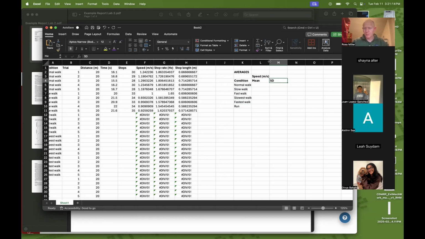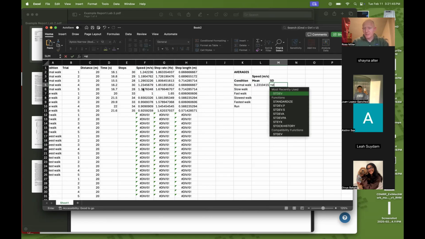Okay? Some of you have probably taken statistics classes, some of you probably haven't. Mean is just the average value of these five values. Standard deviation is like the variability in that value around that mean. So let's, for example, here for normal walk, do the mean. I just say average, and then I select in parentheses those five trials for normal walk, and then close that, and it gives me that average value there. Standard deviation, you do STDEV, and then highlight those same five trials, and then close that out.